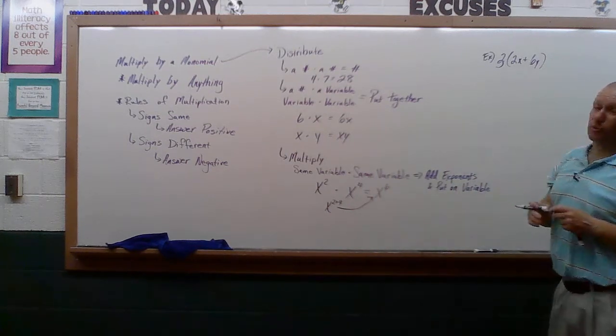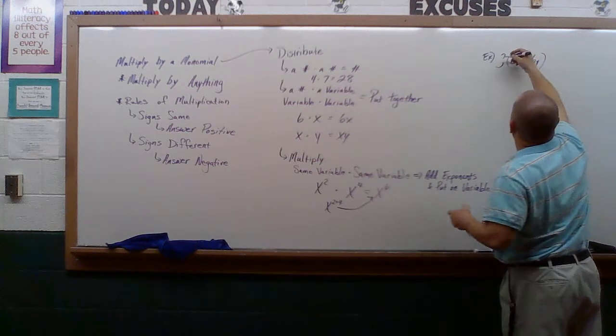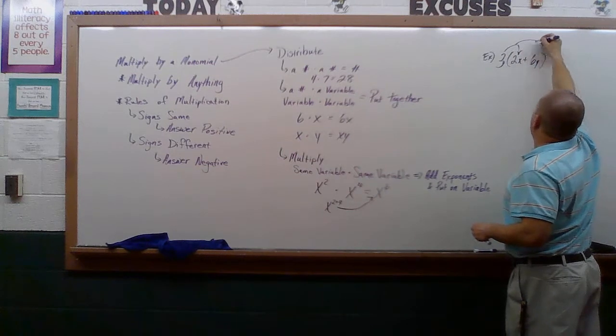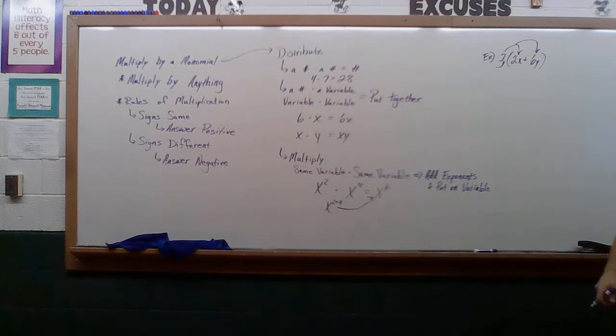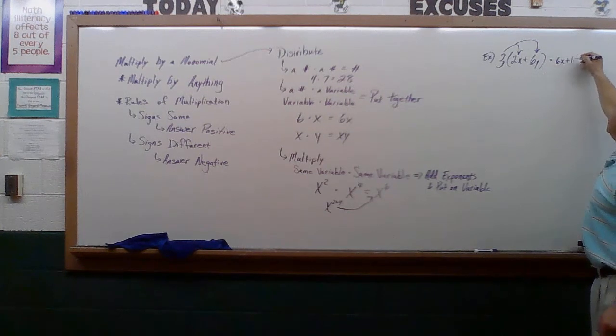So again, remember when we're distributing, we're going to take that number on the outside and multiply it by every single term on the inside. So what do we get? 6x plus 18y.